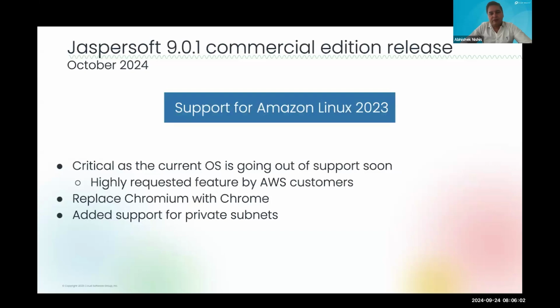9.0.1 commercial is planned, and we're actually going to submit it this week itself. Maybe in the next couple of weeks, it'll be live. This is mainly to support Linux 2023. This is something that has been planned, but there were some challenges in terms of support of Chromium with Linux 2023. That's why we moved to Chrome, and we're going to submit the changes this week. Hopefully in the next couple of weeks, this release will be out for all our AWS customers who are using the marketplace offering.